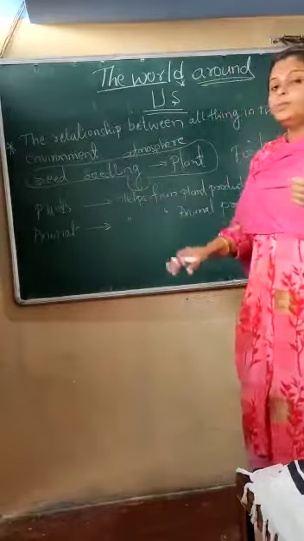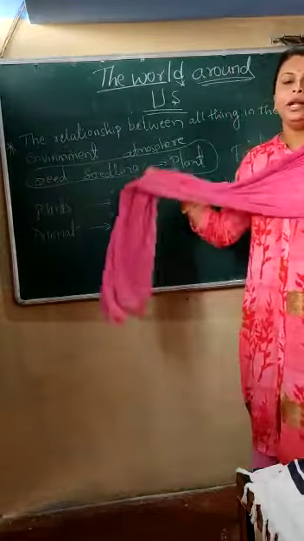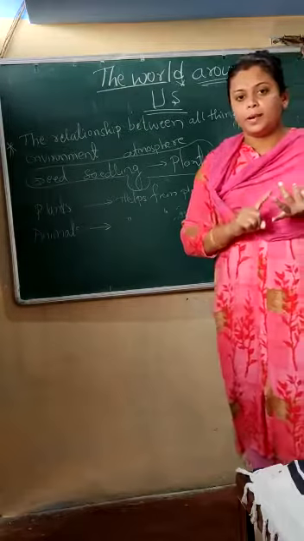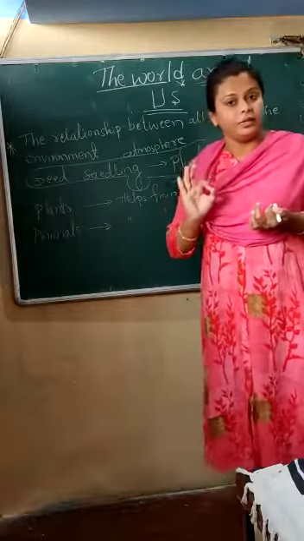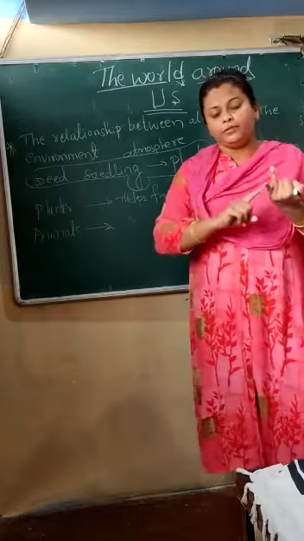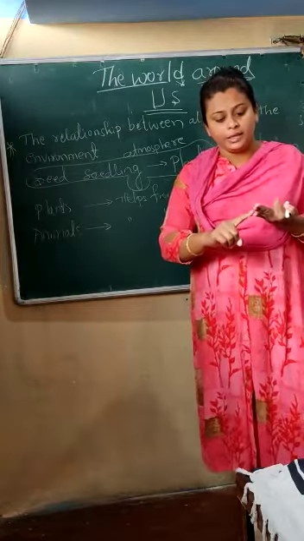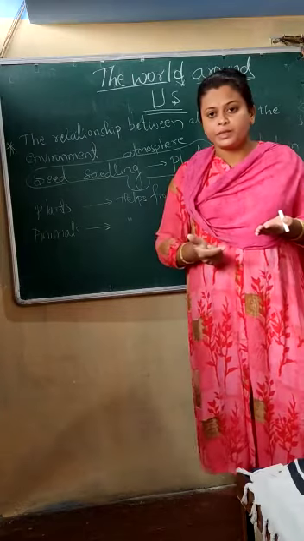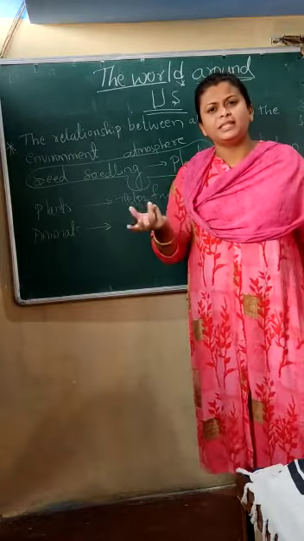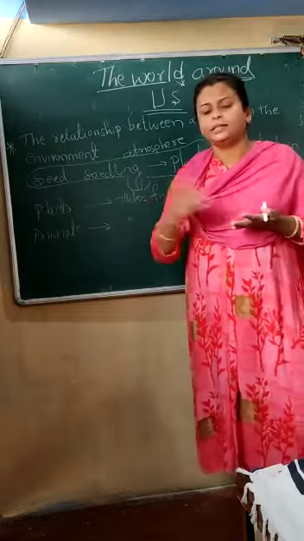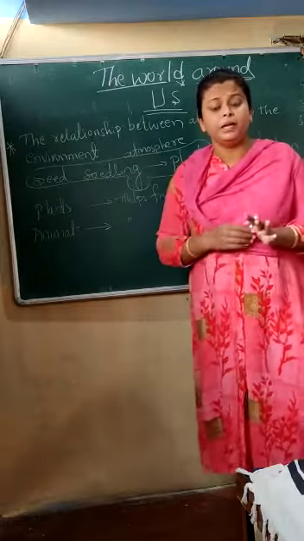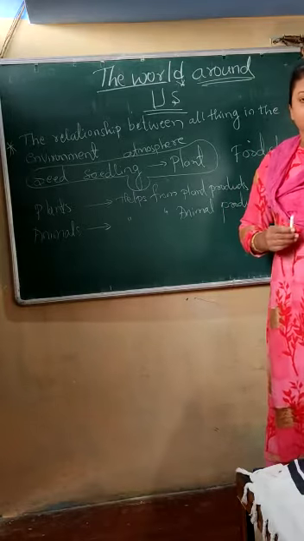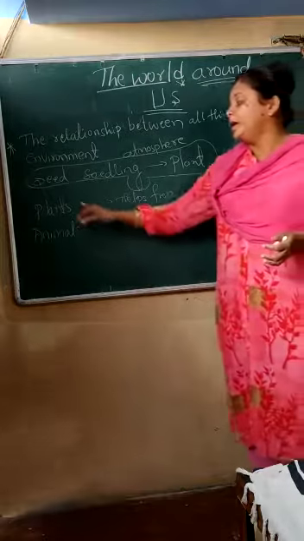Then other than this, we get plant products. What are those plant products? As I told you, we eat food from the plants. More than 80% of our food we get from the plants. That may be fruits, flowers, vegetables, grains, cereals, grams, isn't it? Or that may be seeds. Oily seeds may be there, other seeds may be there, fruits may be there. More than 80% of eating items we get from the plants.